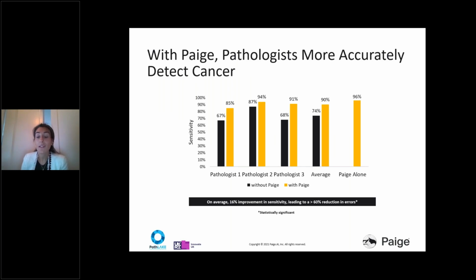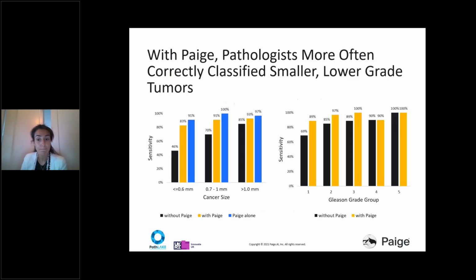With Paige, pathologists, we found, more accurately detected cancer. You can see sensitivity plotted on the y-axis and the performance of each pathologist with and without Paige, along with their average on the x-axis. And across the board, sensitivity of detection increases for each pathologist in phase 2 when they use Paige. On average, this was a statistically significant improvement in sensitivity from 74 to 90% with the use of Paige Prostate.